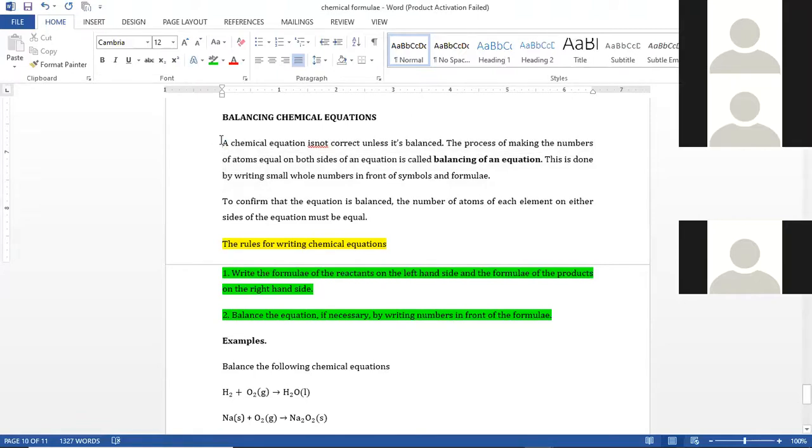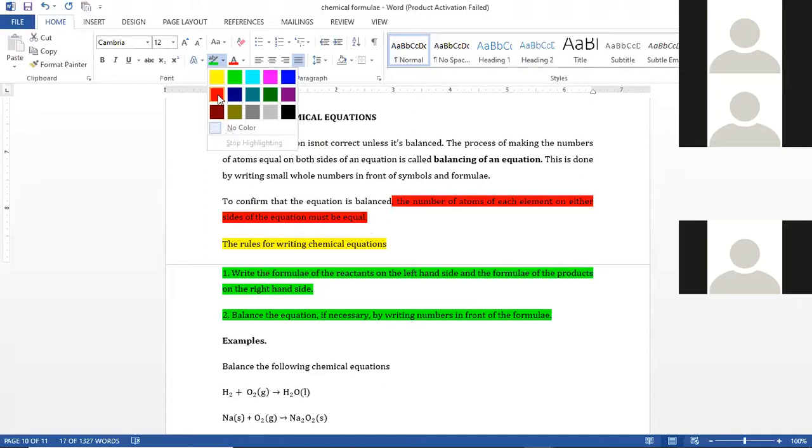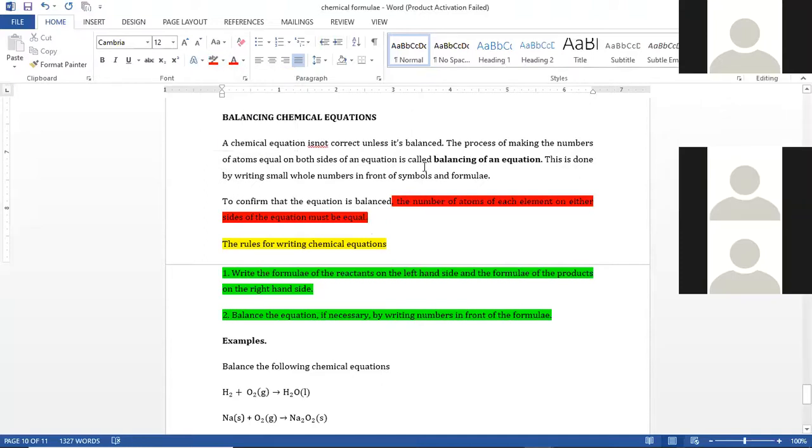Balancing chemical equations. A chemical equation is not correct unless it's balanced. The process of making the numbers of atoms equal on both sides of an equation is called balancing an equation. This is done by writing small whole numbers in front of symbols and formulae. Read the next paragraph. To confirm that the equation is balanced, the number of atoms of each element on either side of the equation must be equal. Thank you very much. That's what I need us to first understand, all of us.